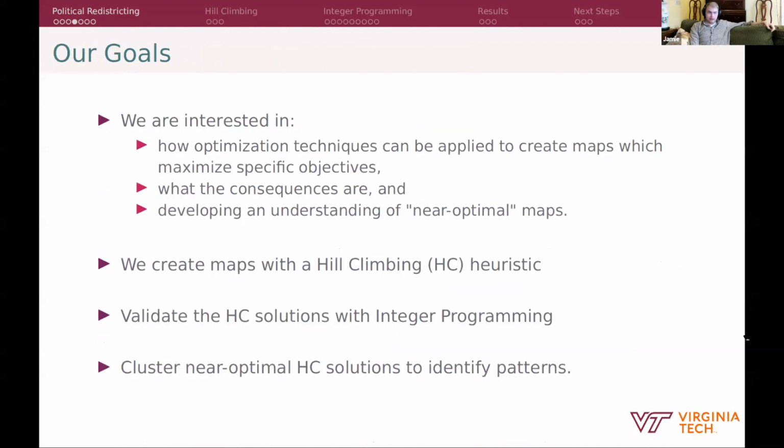So we're interested in how we apply optimization techniques to create maps which maximize specific objectives and what the consequences are in terms of other objectives when we do that. And we would like to develop an understanding of what a near optimal map looks like so that we can describe what a good map is. So we create some maps with a hill climbing heuristic, and then we validate those solutions using integer programming, and we're going to cluster the near optimal solutions to hopefully identify some patterns.